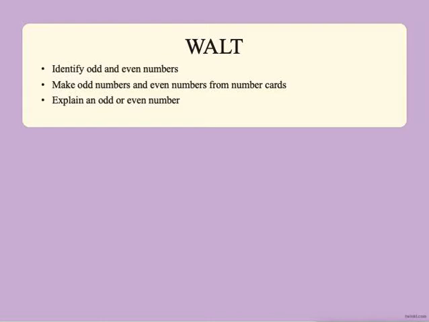And the third thing we're going to do is explain what an odd or an even number is. That's going to be the last thing at the end of our Word document. You're going to have to explain to me what an odd number is or an even number is to you and give a few examples. Okay, so let's get into it.